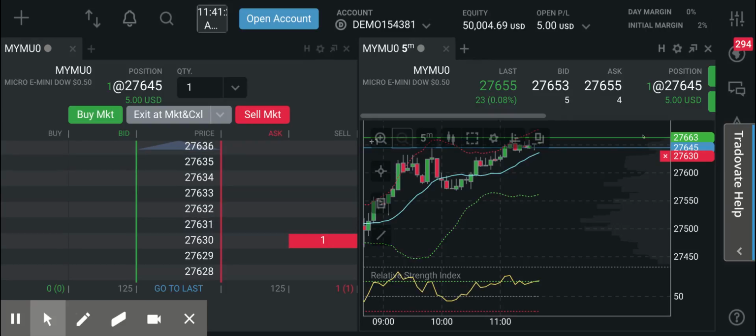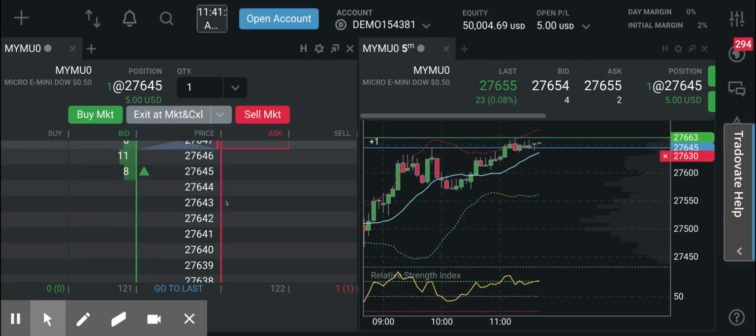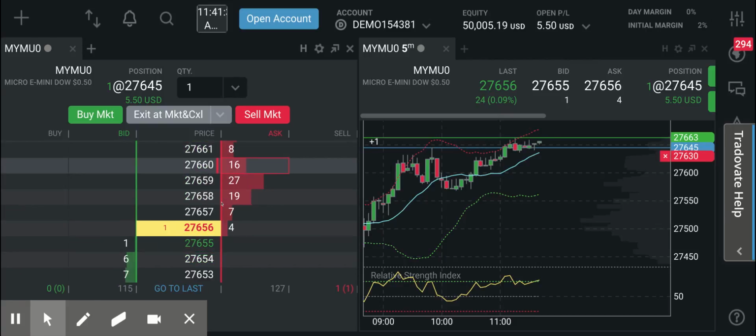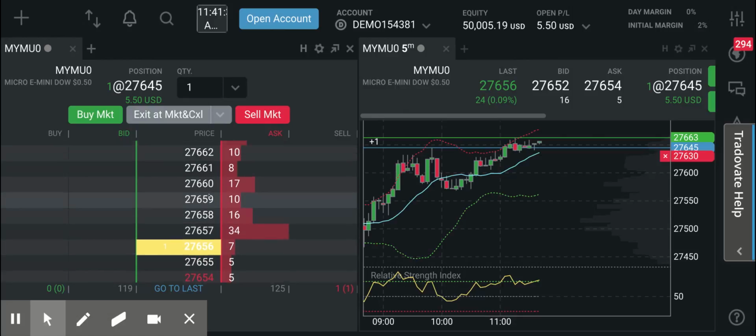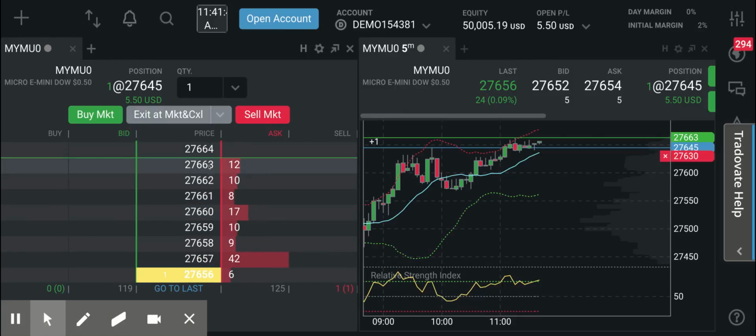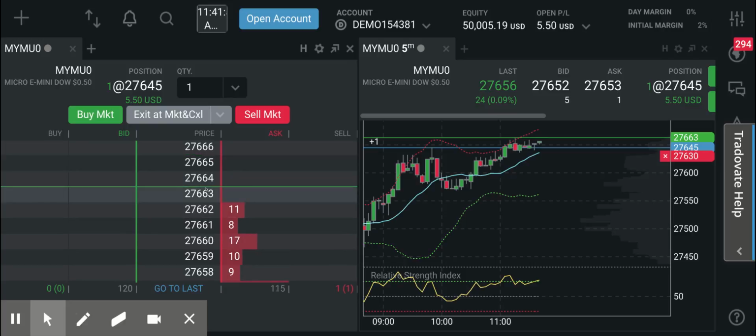Many of you do understand that, but we're seeing a lot of strength in this particular trade. And what we mean by strength is anytime you see this line right here, it's showing you that this is the daily high, 27,663. And so if this breaks 27,663, it can go all the way up to 27,700, 800. We don't know actually where it's going to go if it breaks this particular resistance level.